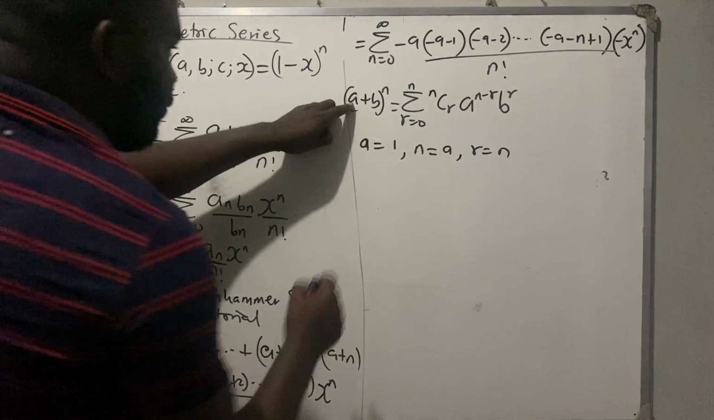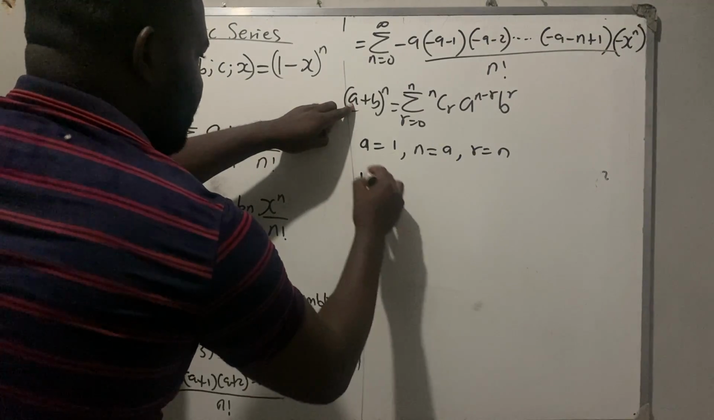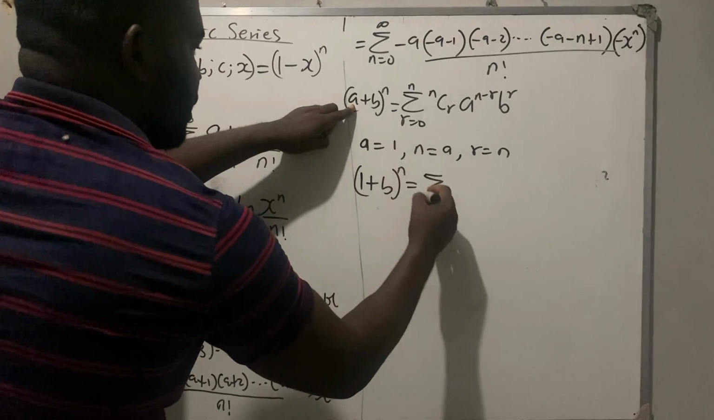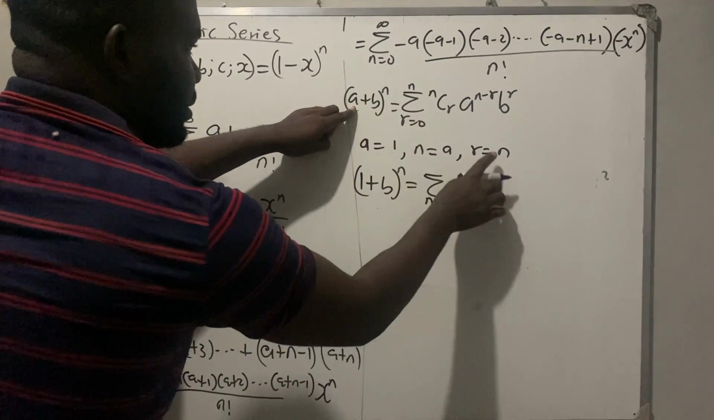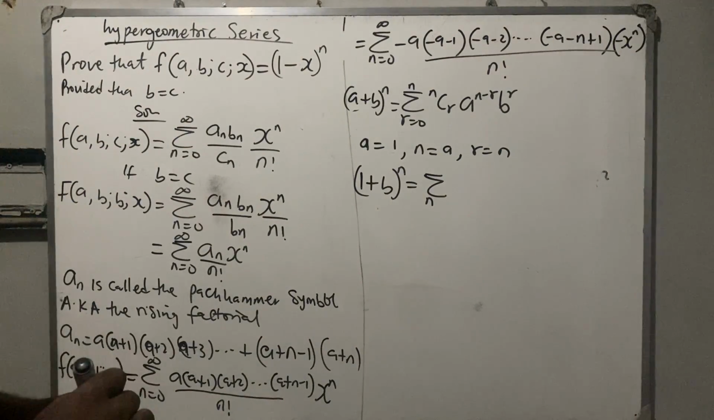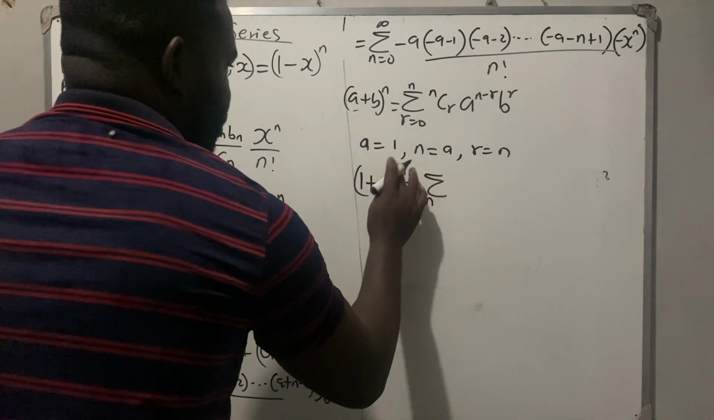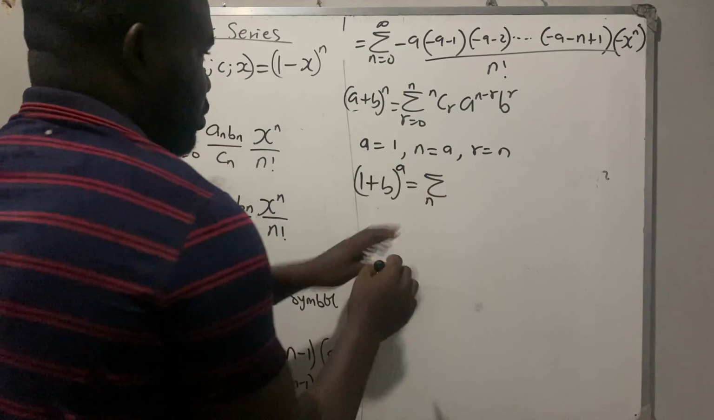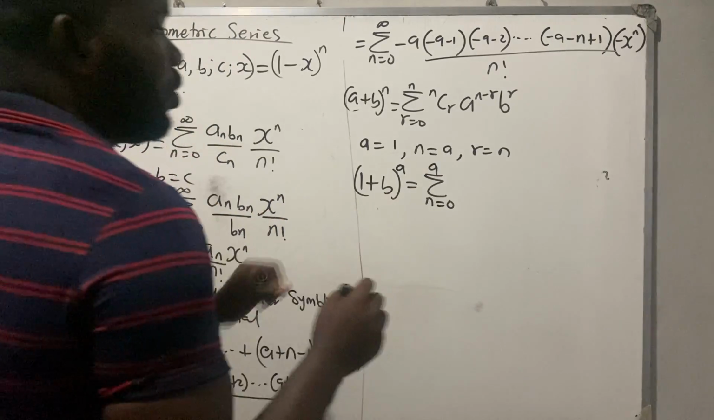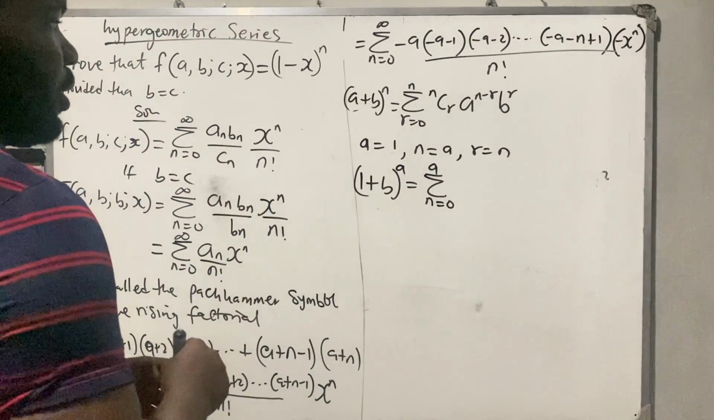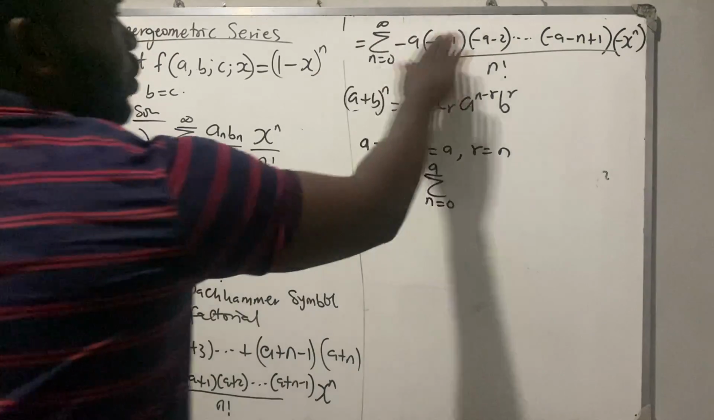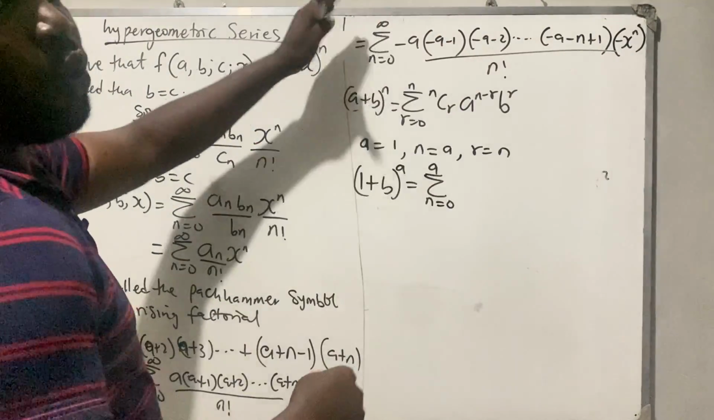So it's going to change, everybody. We have (1 + b) all raised to power n is equal to the summation of what? Sorry, our n is equal to a, so all raised to power a is equal to the summation of n from 0 to a. We're changing all the n to a, and then all the a to 1. I just want it to look like this so that you understand it when I'm comparing.